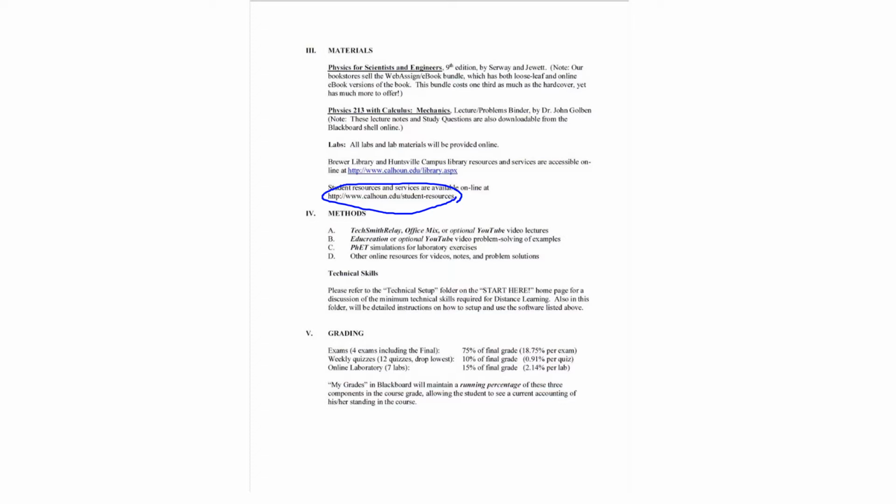Online laboratory: in the fall or spring semesters, there'll be 7 labs, consisting of a total of 15% of your final grade, so each lab will be worth 2.14% of your final grade. If it's a summer semester, there'll be only 6 labs, and hence each lab will be worth 2.5% of your final grade. My Grades and Blackboard will maintain a running percentage of these 3 components of your course grade at all times, so the student will be able to see a current accounting of his or her standing in the course at any time he or she wishes.